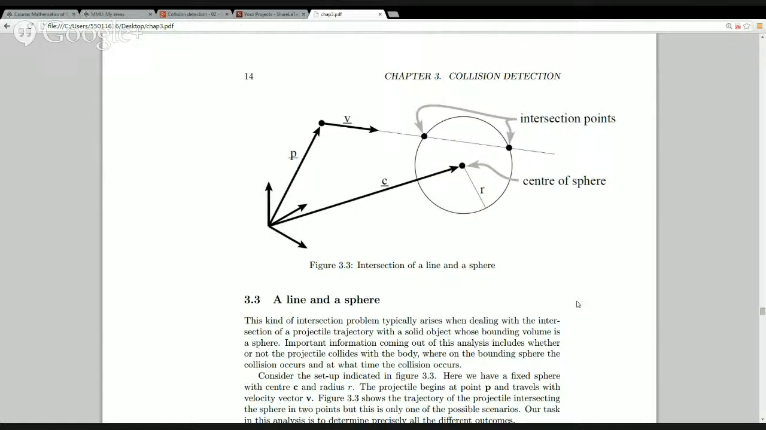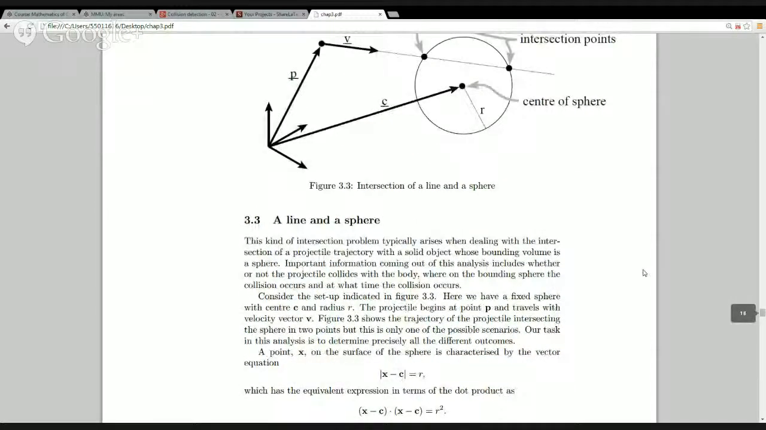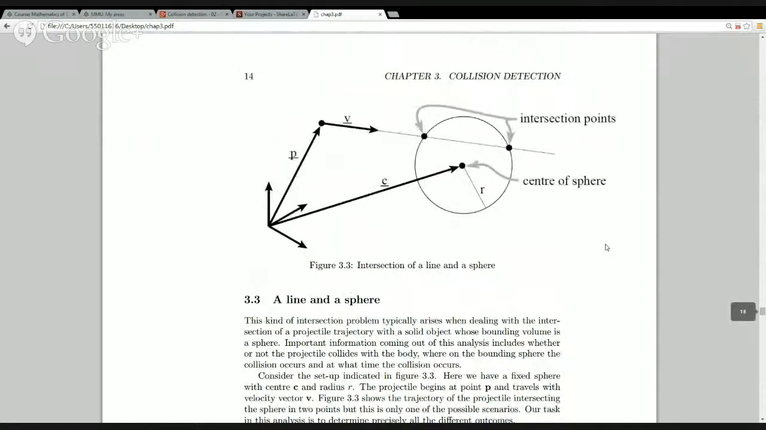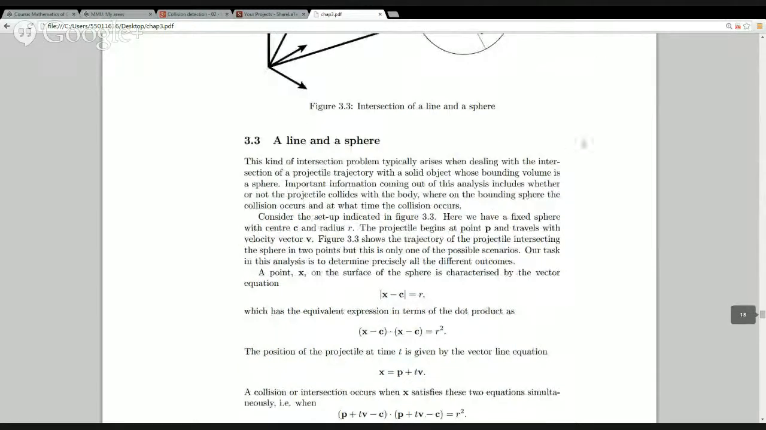So that's the setup. That's all the ingredients. Those will be known values in any particular simulation. And that's a typical intersection. What's illustrated there is the projectile intersecting the sphere in two distinct points, an entry point and an exit point. But there are, of course, other possibilities which we'll end up classifying or describing. So the end of this paragraph here is, figure 3.3 illustrates one scenario, but of course there are others, and our task now is to give a precise description of them all.